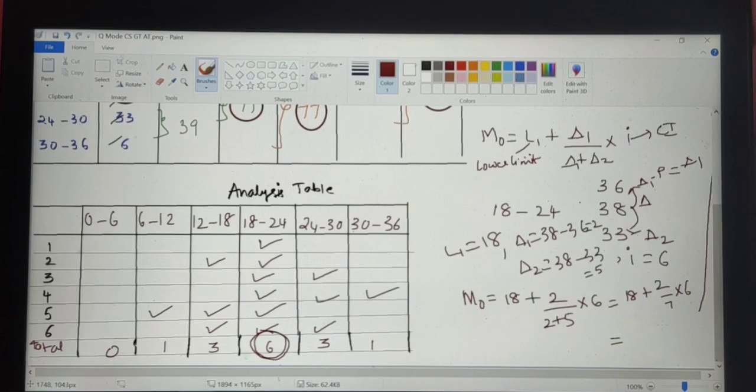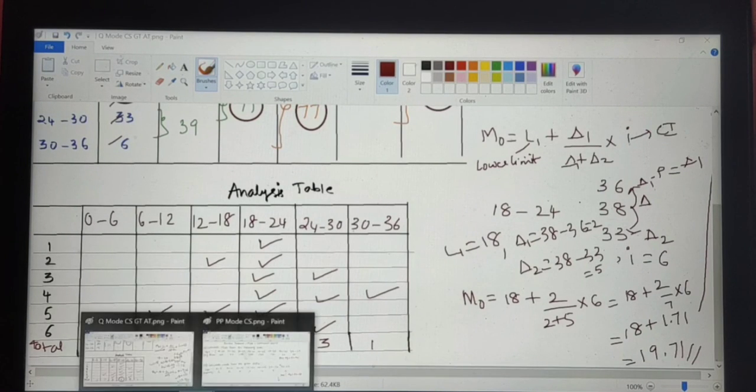So you will be getting the final answer: 2 by 7 into 6. After calculation, you will get 18 plus 1.71, which is 19.71. This is how you calculate mode under continuous series.